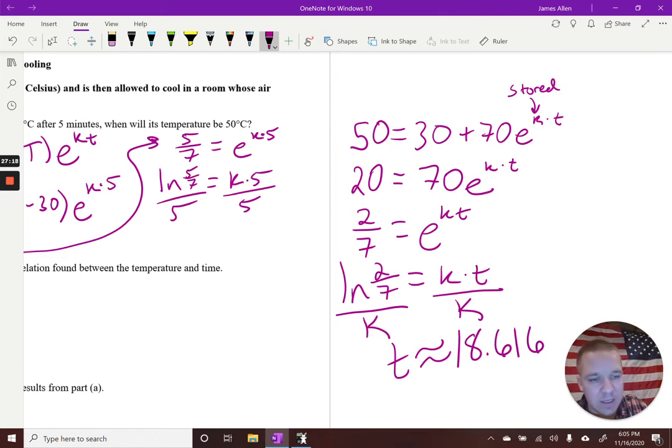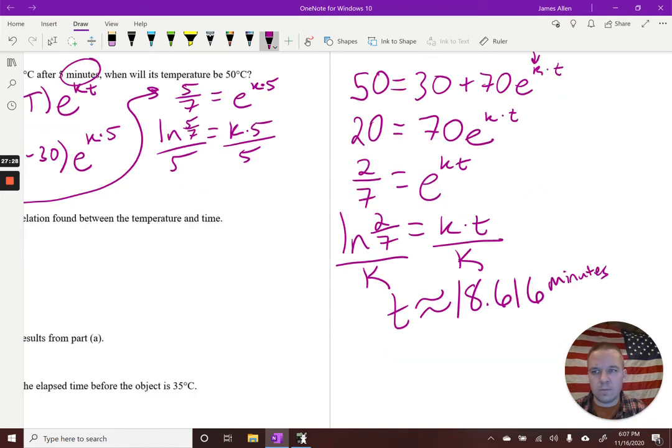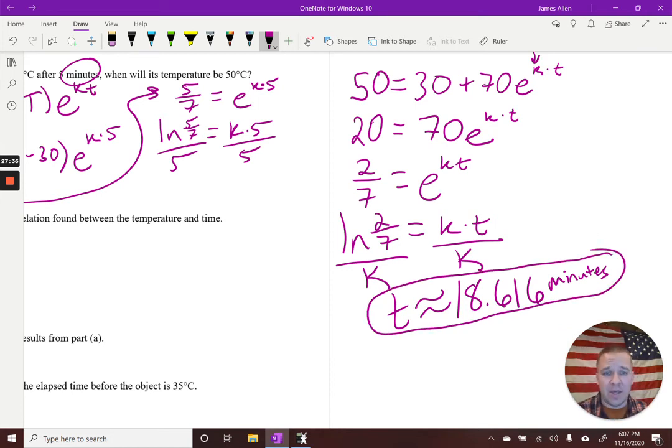And that is in minutes. Just checking the units, we got minutes right here. I can't write there because it's right by my camera. There we are, 18.616 minutes. Whew, I got worried there. It started freezing up on me a little bit, and I thought I was going to lose everything. Let's cross our fingers that doesn't happen.